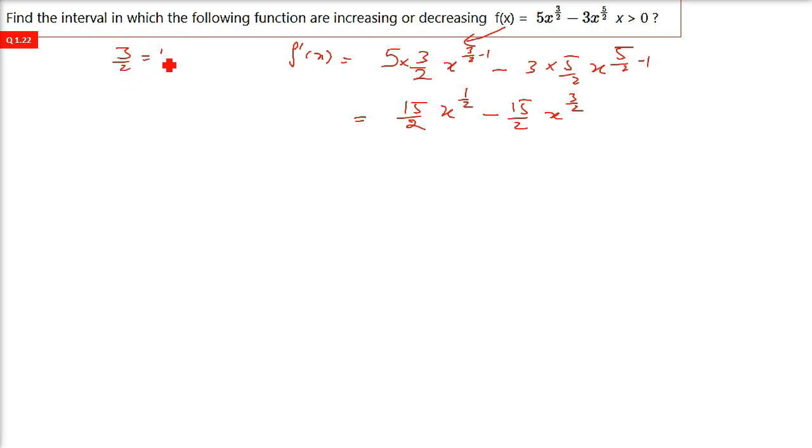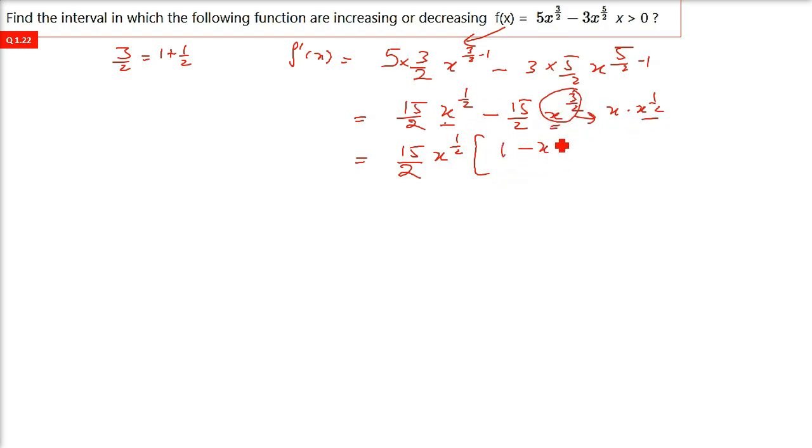So 3/2 is what? 1 plus 1/2. And when it is in the power, you can just write x into x to the power half. x raised to 3/2, I have written like this. Now x raised to half is there and 15 by 2 is also there, common. So you can take 15 by 2 x raised to half common. You'll get 1 minus this, you can just eliminate. Only x will remain.